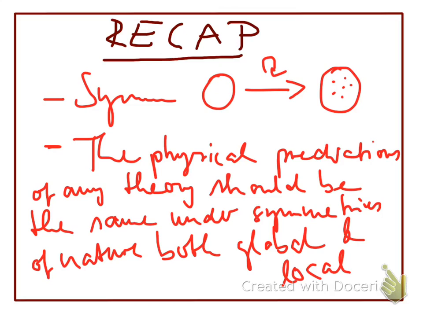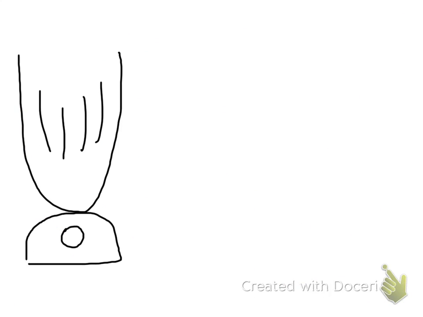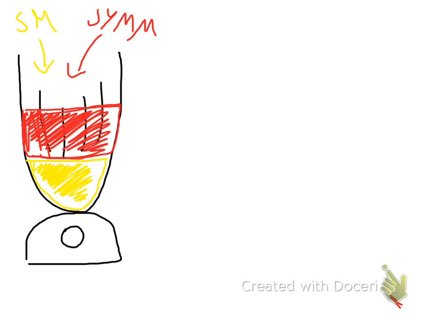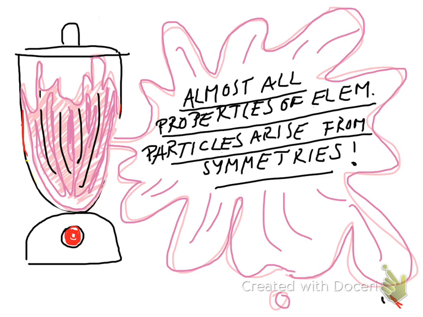Okay. Now, I told you I was going to talk about the symmetry in the standard model. We've talked about symmetries. We've quickly rushed over the standard model. So what happens if I put the two together and I press the button? Wow! Yeah! Crazy smoothie. Nice color. We find that almost all the properties of the elementary particles that I talked about in the standard model arise from symmetries, namely the kinds of symmetries I was talking about before.